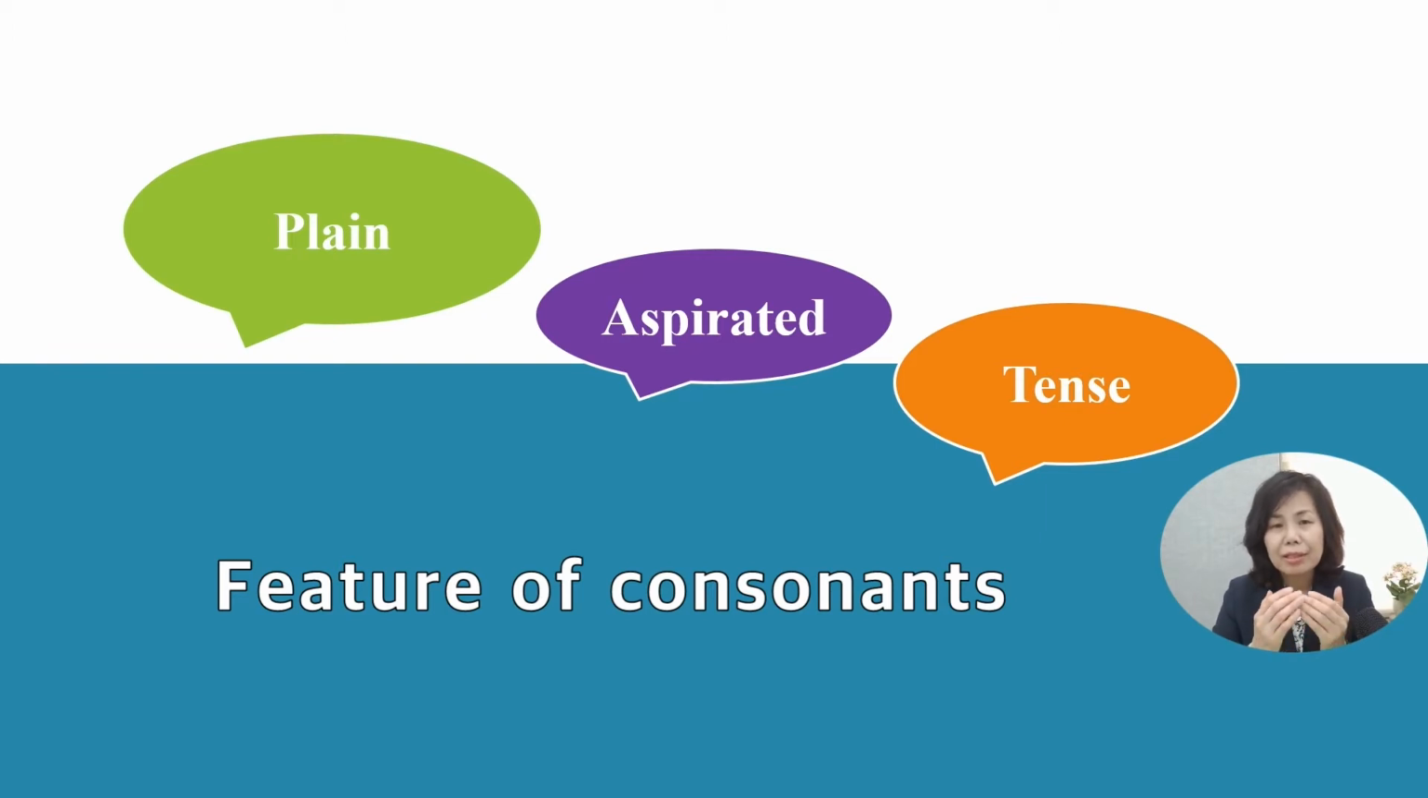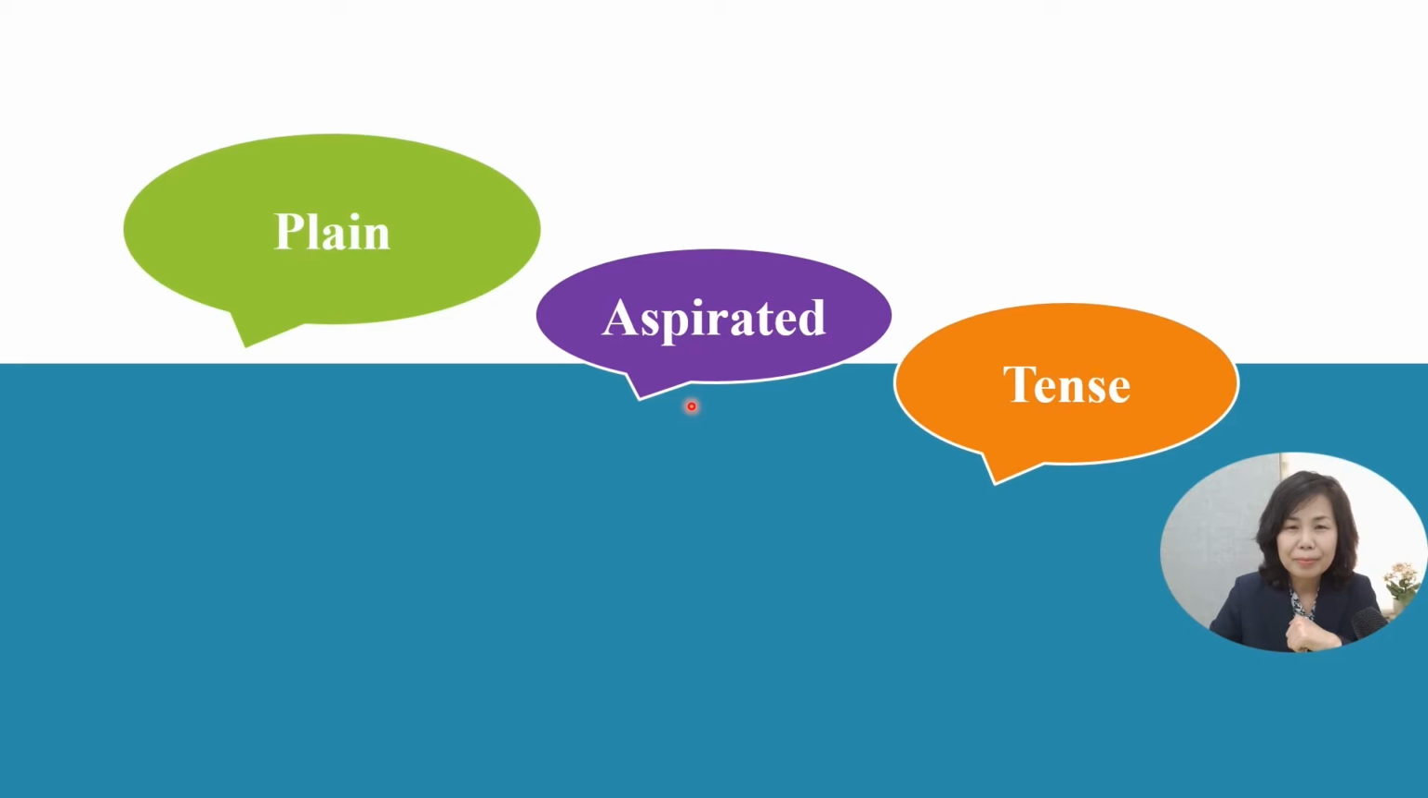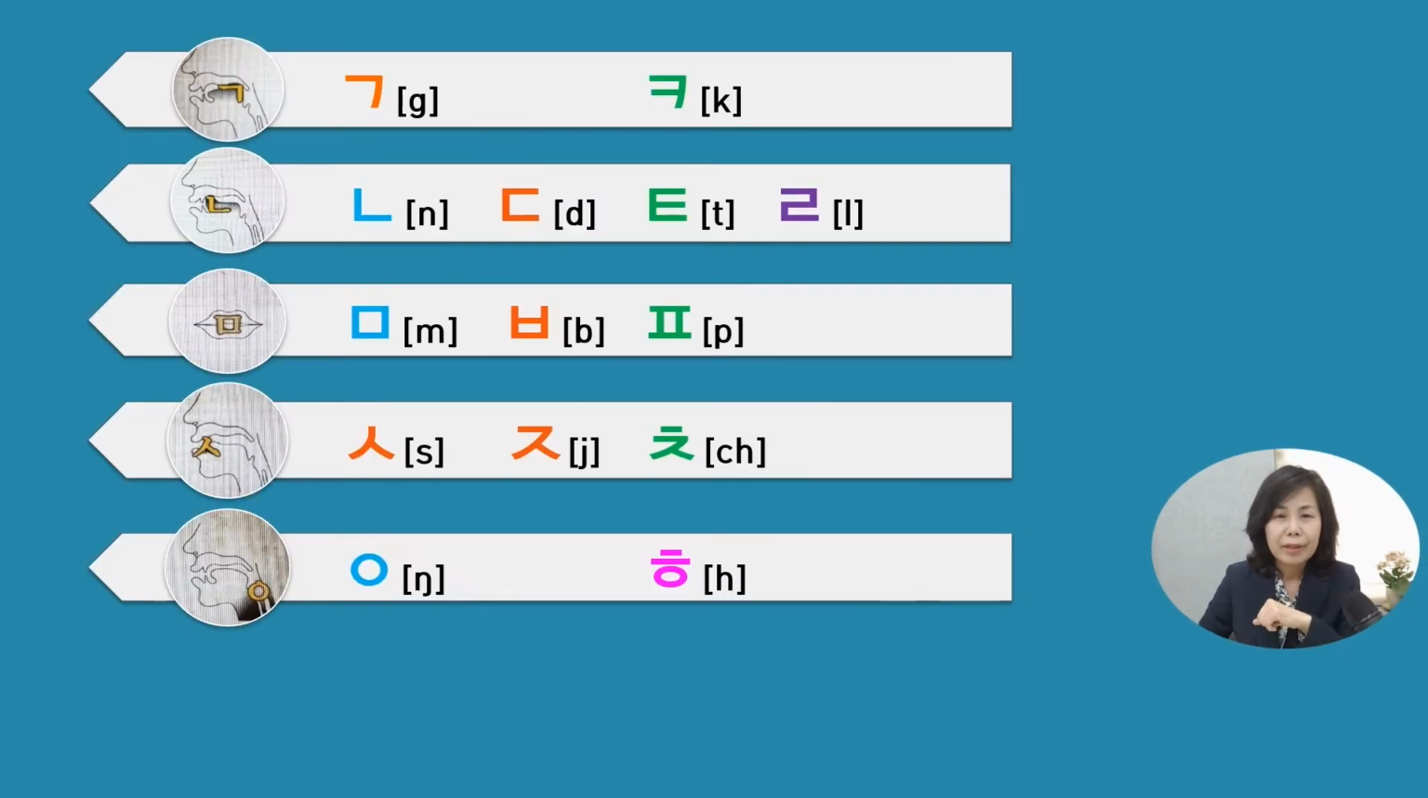Korean consonants are categorized into three parts, such as plain, aspirated, and tense. The tense consonants will be covered in the next class. So today we will talk about plain and aspirated. Take a look at this table. And the letters in orange are plains.